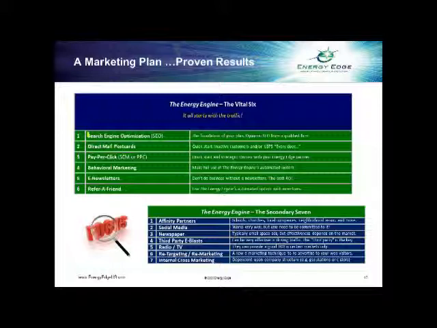Pay-per-click is actually new to our Vital 6. That used to be down here in this lower box as one of the secondary 7, but based upon improved performance and results from pay-per-click, we've now moved it up into the Vital 6. What we dropped down to the secondary 7 was newspaper advertising, which is becoming less and less effective.